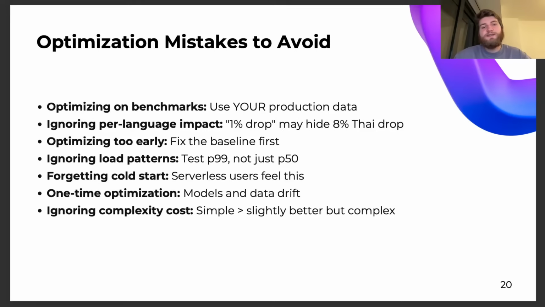And last but not least, mistake number 7, ignoring the complexity cost. A system with 5 different model variants, conditional routing, and multiple adapter models is harder to debug, monitor, and maintain. Sometimes a simpler, slightly less optimal solution is better overall.